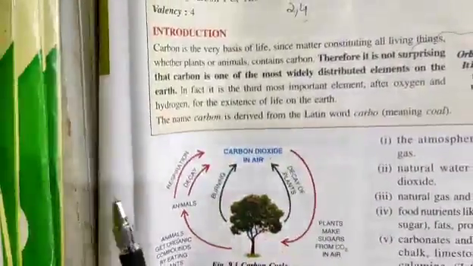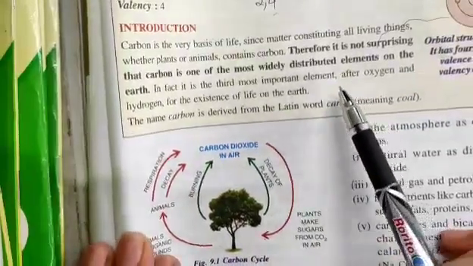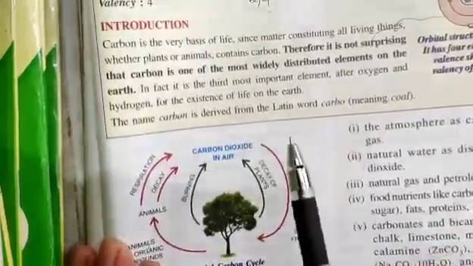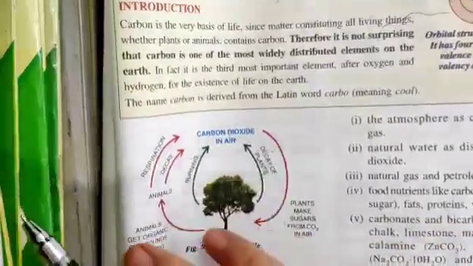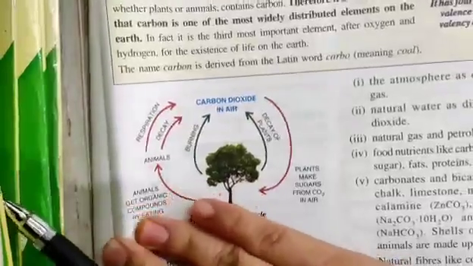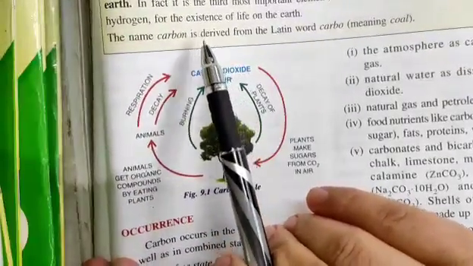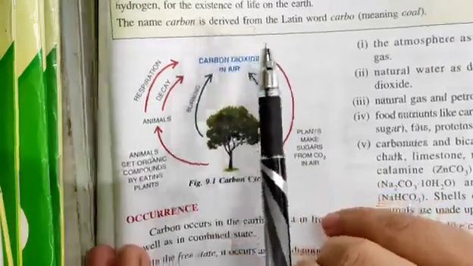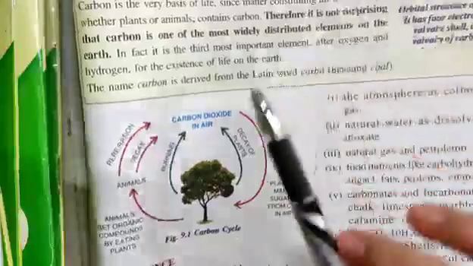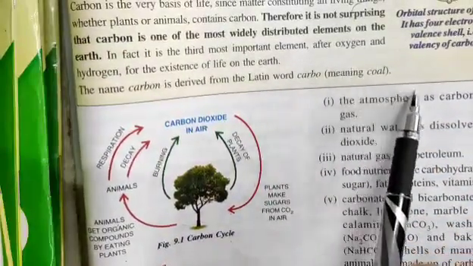So carbon is the basis of life, because all living organisms contain carbon. Carbon is the most widely distributed element on the earth, and after oxygen and hydrogen, it is the third most important element for the existence of life on earth. The name carbon is derived from the Latin word carbo, which means coal.